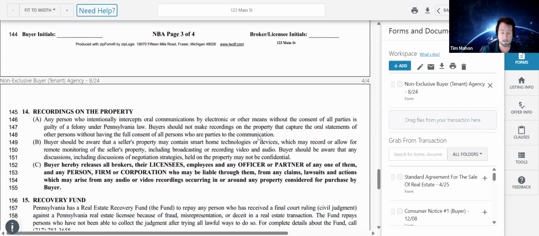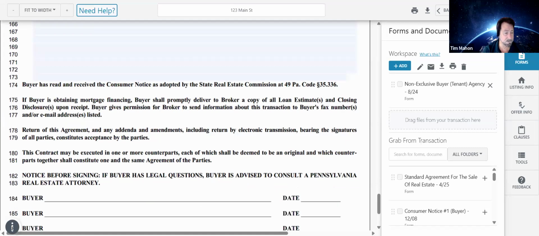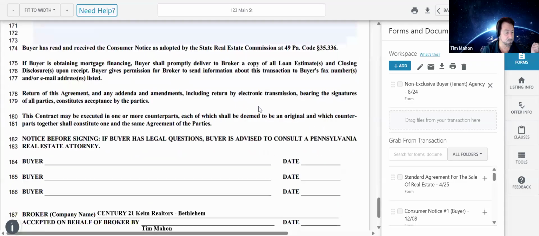And recordings on the property are allowed, okay, but they basically hold us harmless from anything that they do when it comes to that. And recovery fund exists to reimburse persons who receive by a final court ruling a misrepresentation or deceit in a real estate transaction. Additional terms. Please read. Buyer has read and received the consumer notice. If buyer is obtaining mortgage financing, buyer promptly delivers a copy of all loan estimates and closing disclosures. Upon receipt, buyer gives permission for broker to send information about that to the buyer's fax numbers.